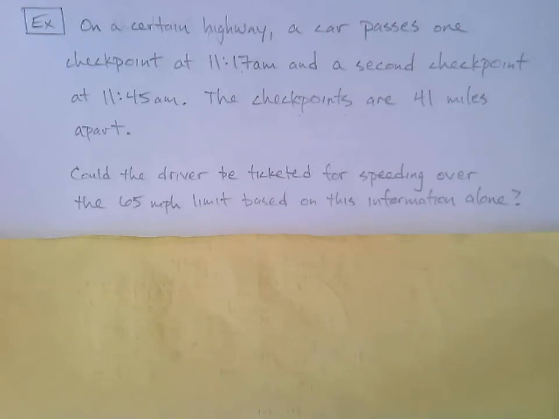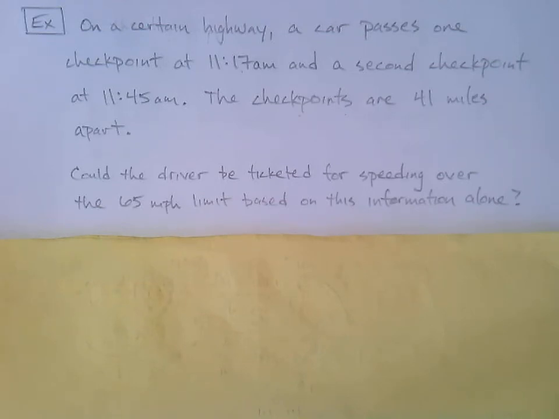So imagine you're driving across the country maybe, and you're out in these wide open spaces in the plains or the desert someplace, and there are just these checkpoints, and you don't necessarily have to stop at the checkpoints, but you go through them, and the checkpoint notes maybe your license plate and what time you drove through. Okay, so this car goes through these two checkpoints, one at 11:17 and a second at 11:45.